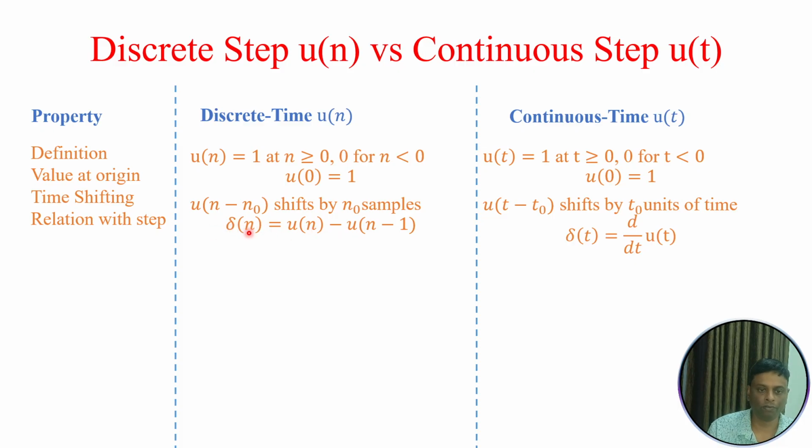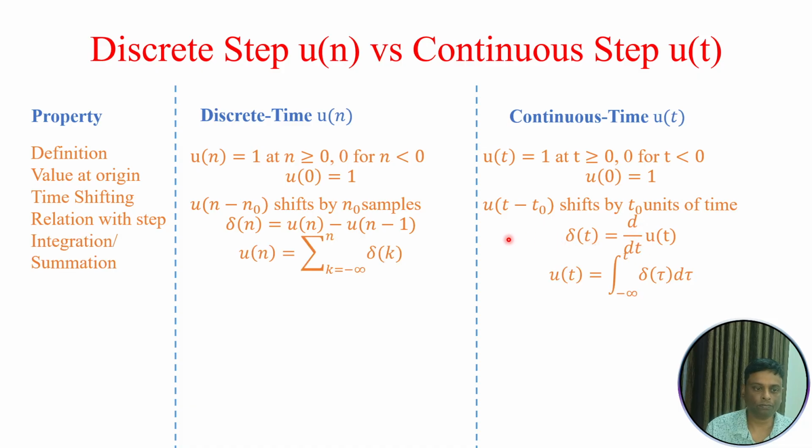We have delta of n equal to u of n minus u of n minus 1. And in case of continuous time, it is delta of t equal to d by dt of u of t. Then integration and summation. So u of n equals the summation of delta of k. Similarly, in case of continuous time, it is the integral of delta of tau d tau.